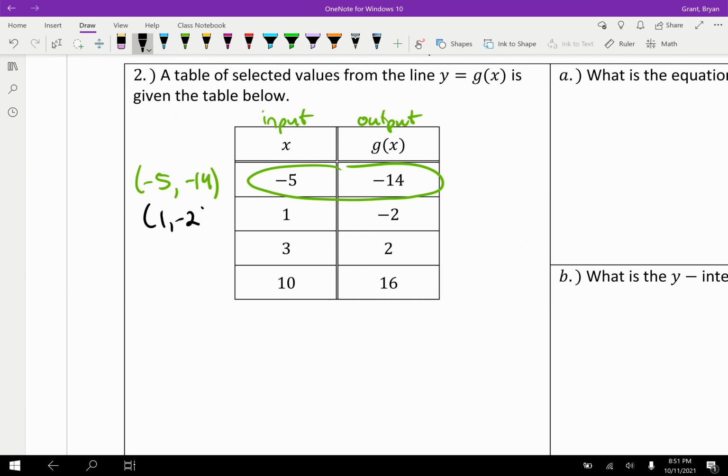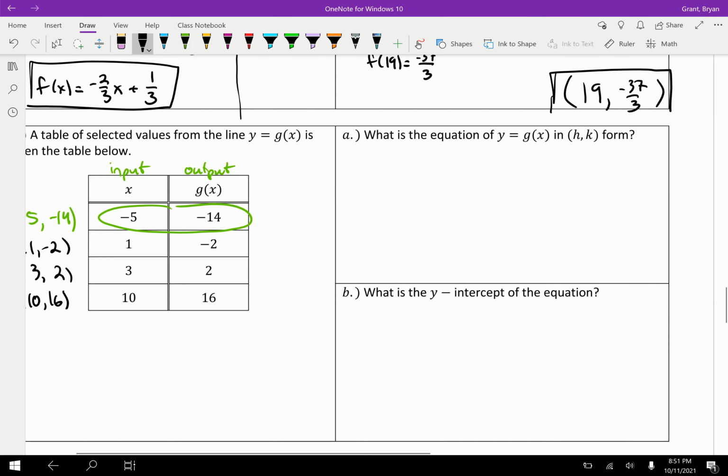1, negative 2. I think there are actually 4 different points here. 3, comma 2, and 10, comma 16. So why don't you go ahead and pause this and try part A. Part A wants you to write an equation of y equals g of x in HK form. Okay, so g of x, and you're going to have those 3 blanks for the slope, for the h, and the k. Good luck. Unpause once you're ready to check your answers.